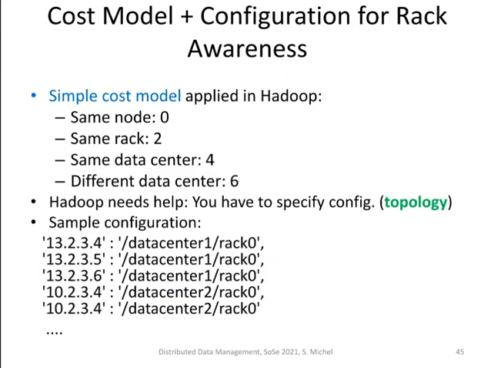When you're setting up your data center or your compute infrastructure in your server room, you can specify the topology of the setup in a config file. For instance, you can specify that this machine with this IP address is positioned in data center 1 in rack 0, and so on. You do this for all the machines, and then Hadoop is able to come up with a cost estimate based on a simple cost model.